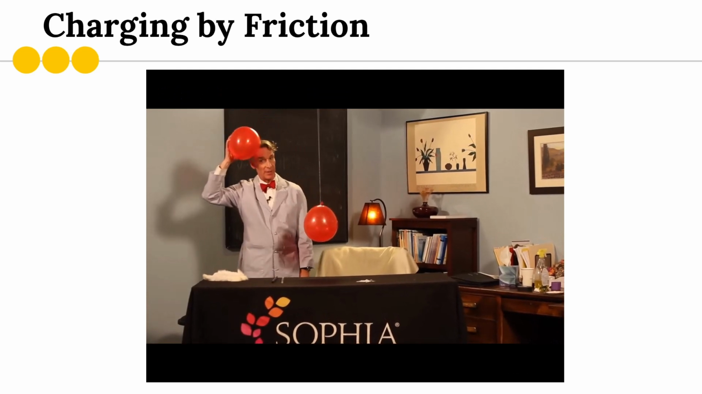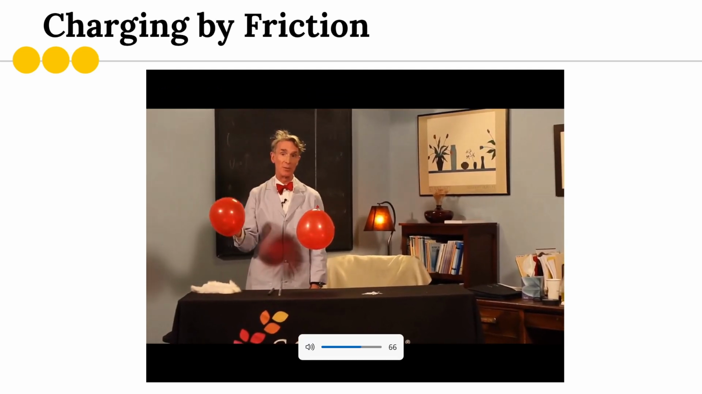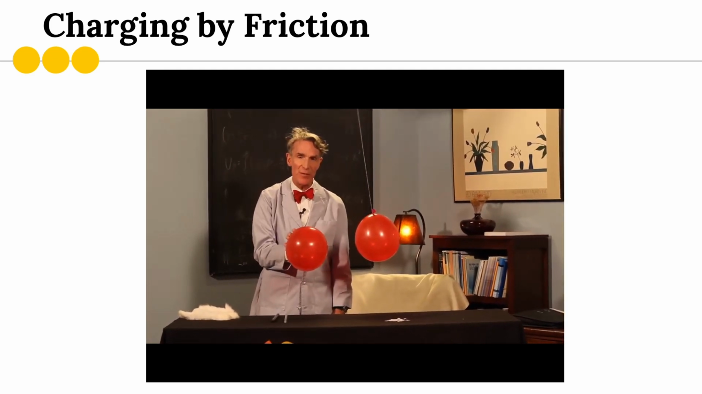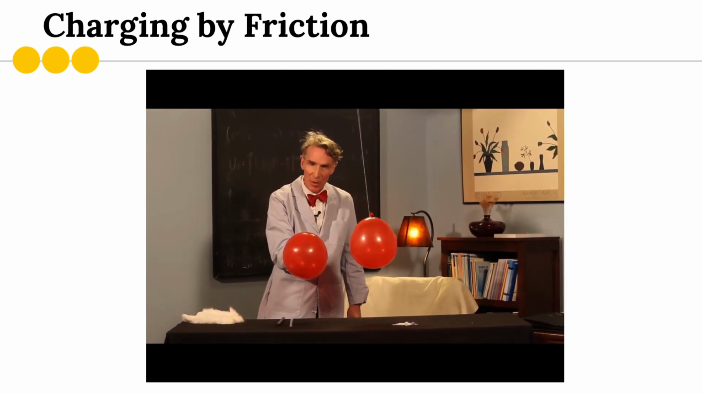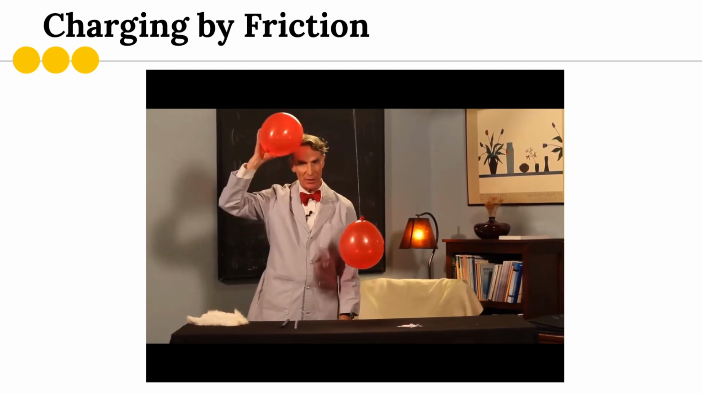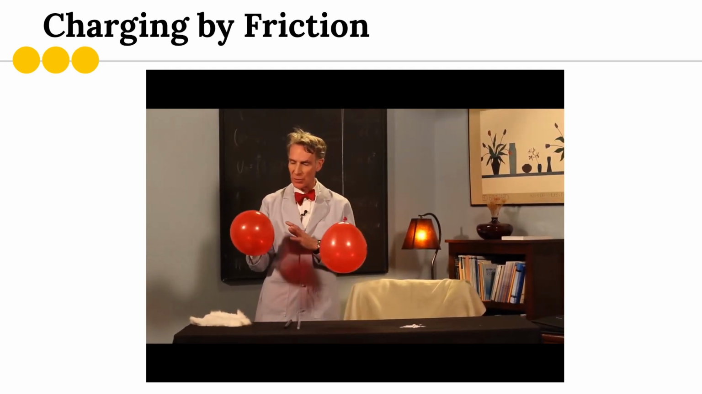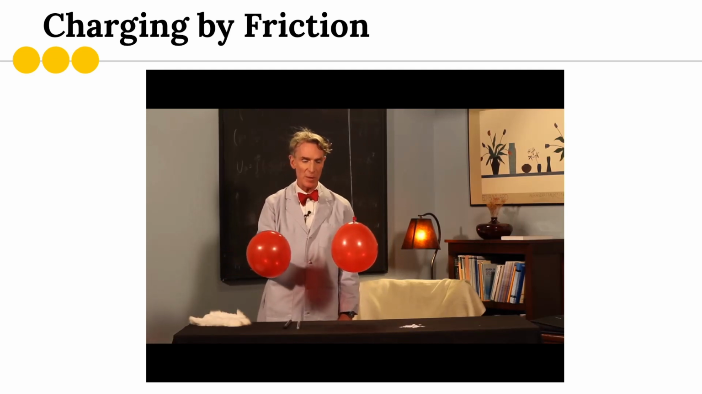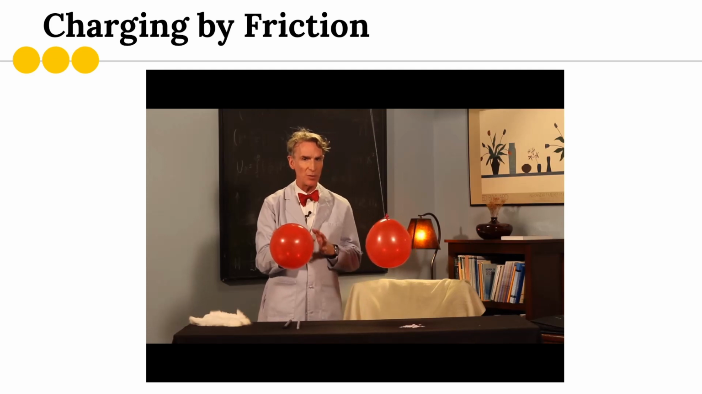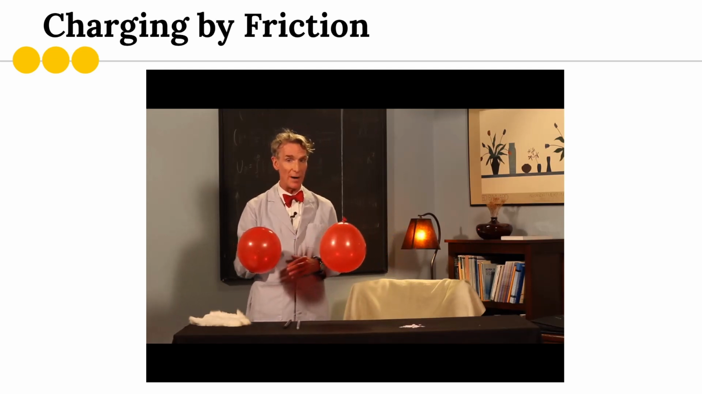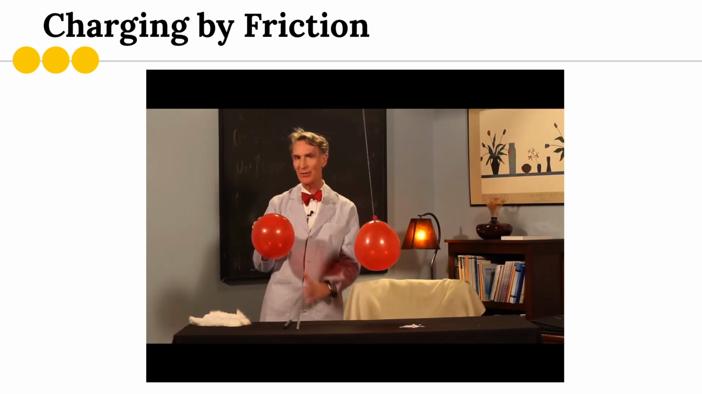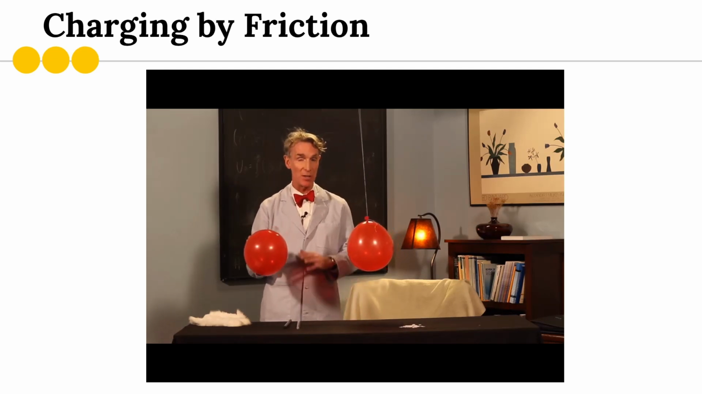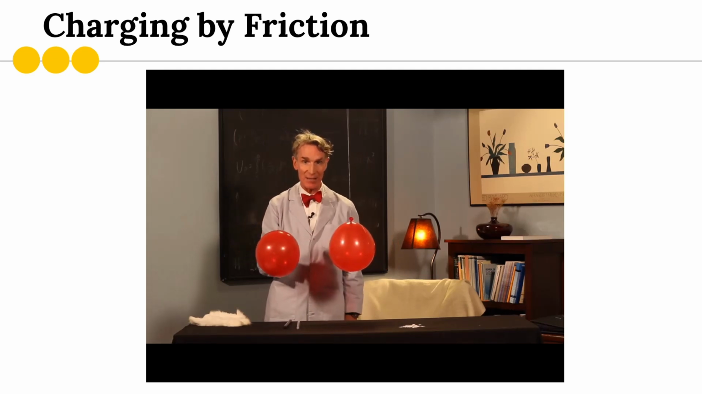Rub a balloon on your hair and bring it near another balloon hanging by a string. There's an invisible field pushing the two balloons apart. When you rub the balloon on your hair, you're transferring electrons from your hair onto the surface of the balloon. Now, the balloon's made of rubber. Electrons don't flow through it the way they do through a metal wire. Instead, they stay on the surface of the rubber. We use the word static electricity, which means electricity that stays.